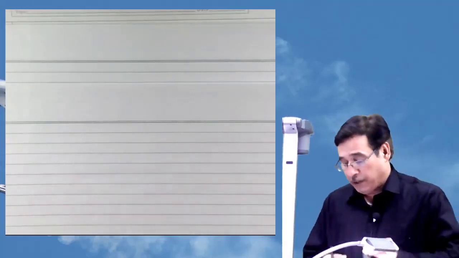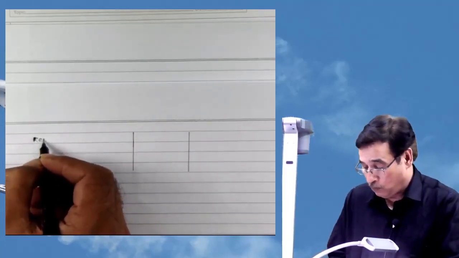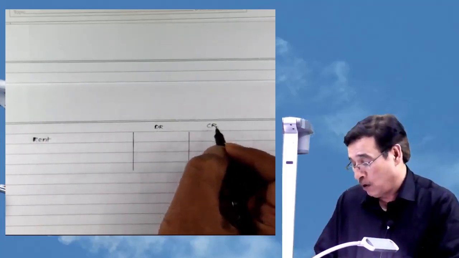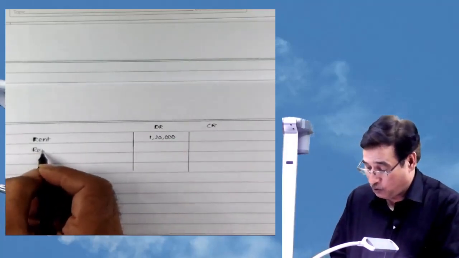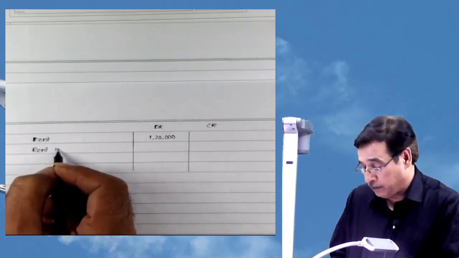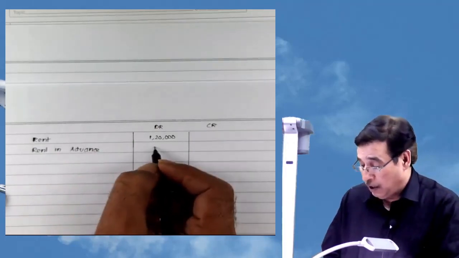Now, sometimes what happens, rent or simply unexpired expenses or advances or prepaid are given only in the trial balance, as is the case with outstanding expenses. Suppose you are given information like this: rent, debit, credit, 1,20,000, and you are being given rent in advance or prepaid rent in the trial balance itself. Let us say 30,000.